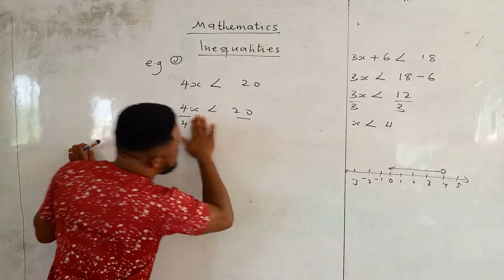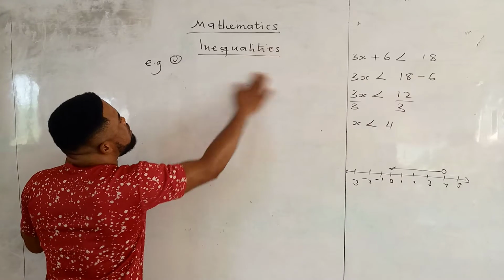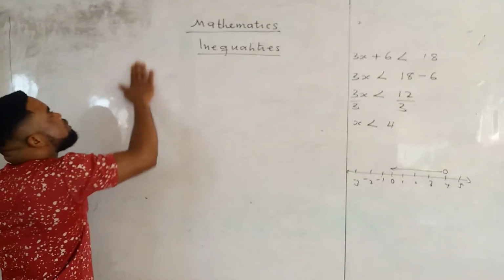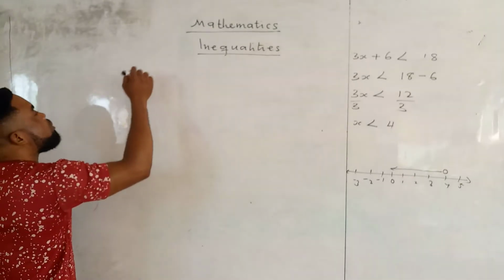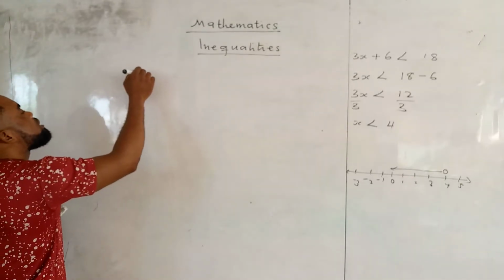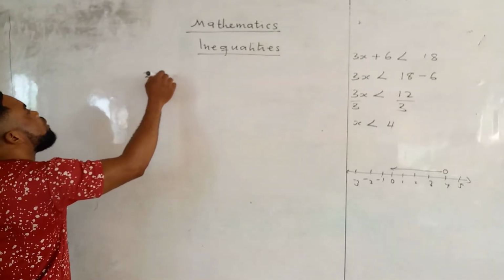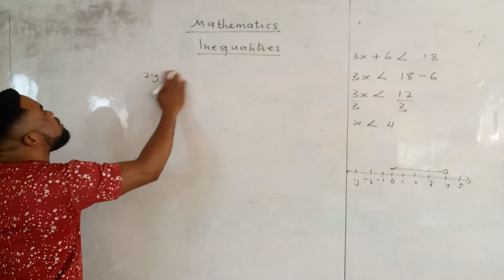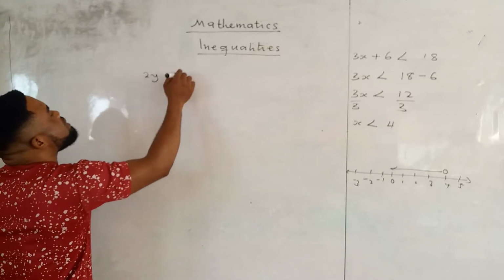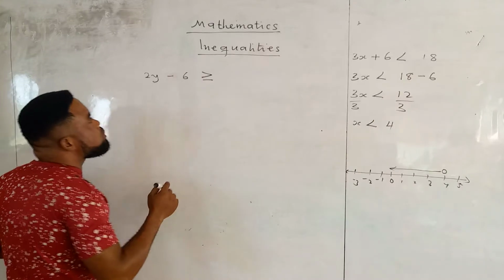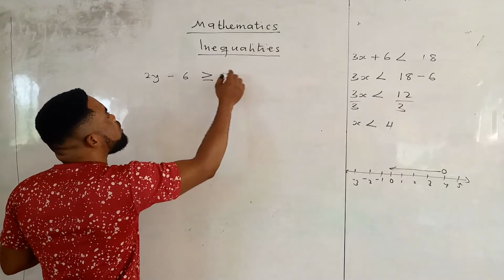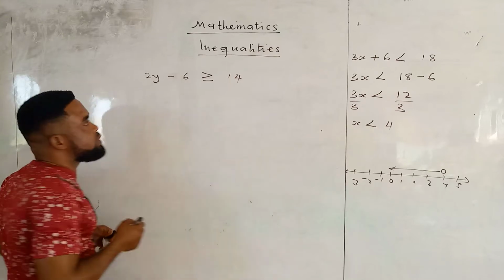Let me clean this so that we can take our third example. Our third example is 2y minus 6 greater or equal to 14.